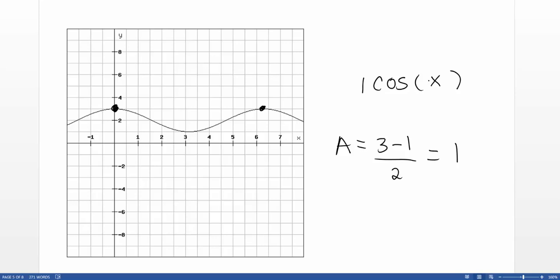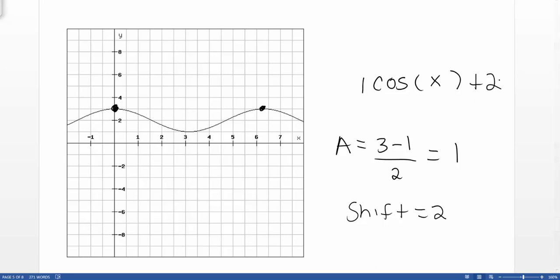To figure out what my shift is, I can either reason through where my maximum needs to be, or I can use a shortcut formula. If I'm going to reason through, I would remember that the maximum of cosine is 1. But looking at this graph, the maximum is 3. In order to get from 1 to 3, I would need to add 2, which means my shift would equal 2, and my function would need to add a +2 on the end.